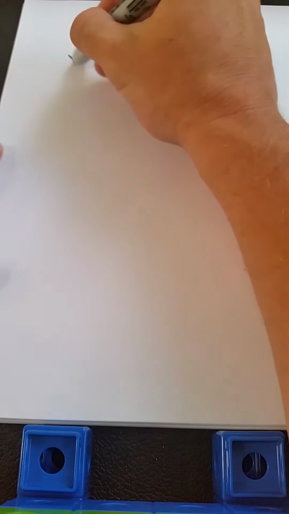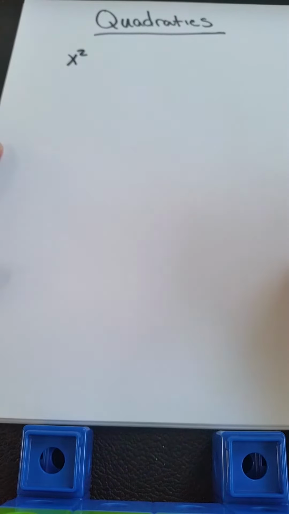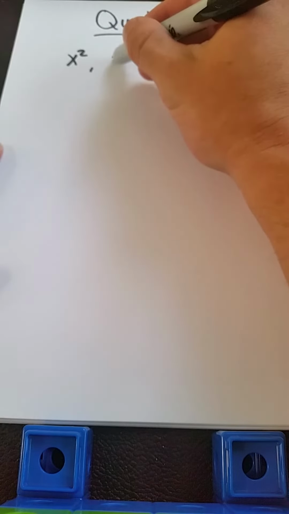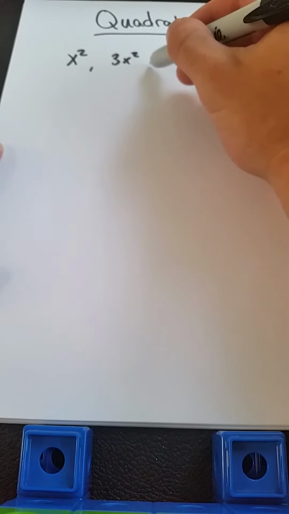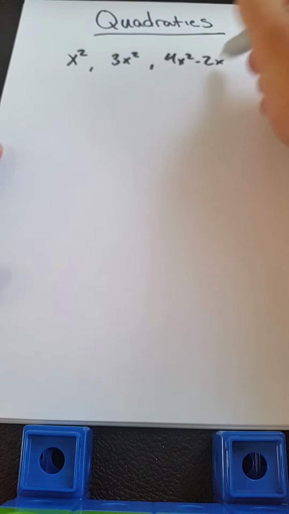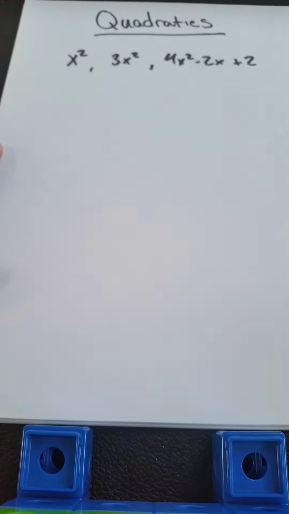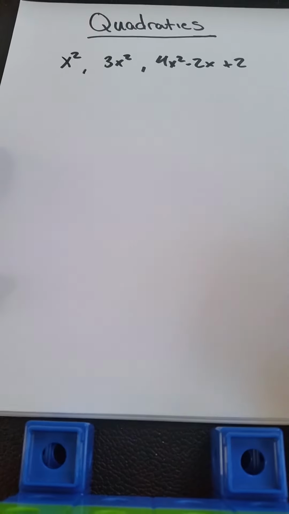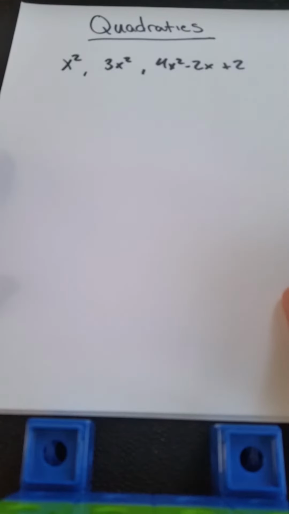Starting off, a quadratic is anything that has x squared. If that's the highest exponent in the problem, then that is a quadratic equation. So x squared is the most basic one. Then we have things like 3x squared, or maybe 4x squared minus 2x plus 2. All of those are quadratic equations. As you can see, the highest exponent in each one of these is 2.